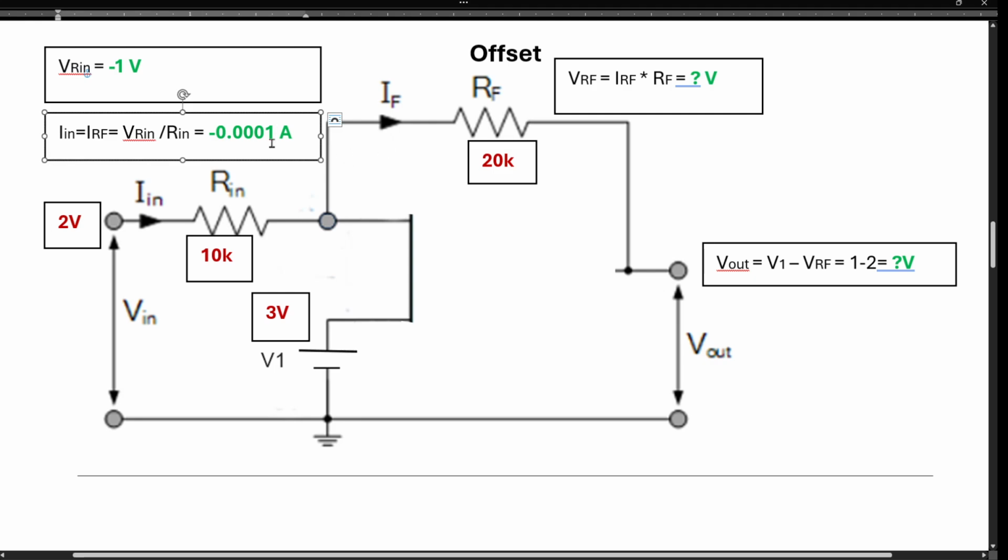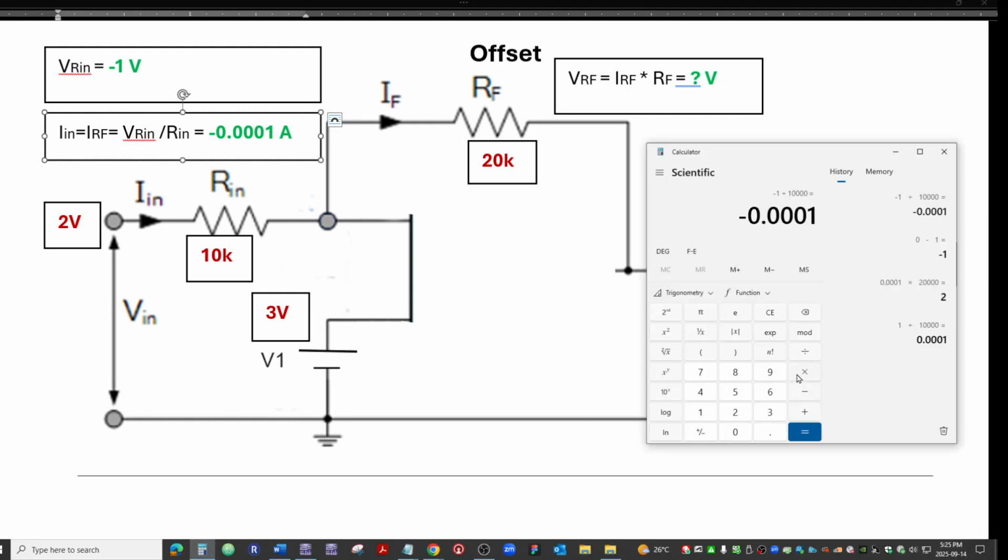Now, that current here is the same times the value of this resistor, which is 20 kilo. We can quickly do that. That times 20, 1, 2, 3. Boom. That gives us minus 2 volts. Well, let's put it there across this resistor here.